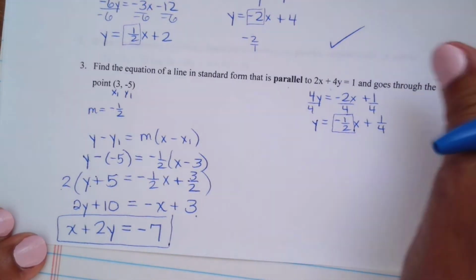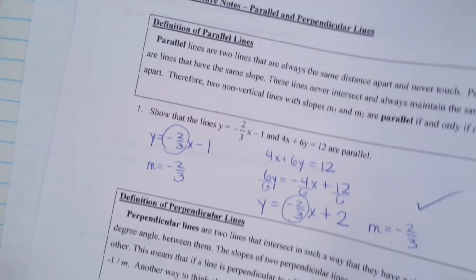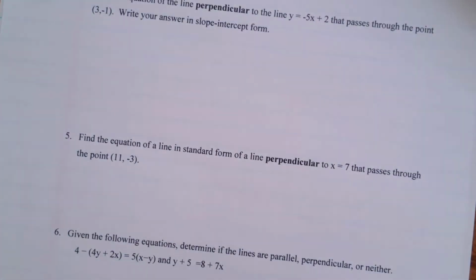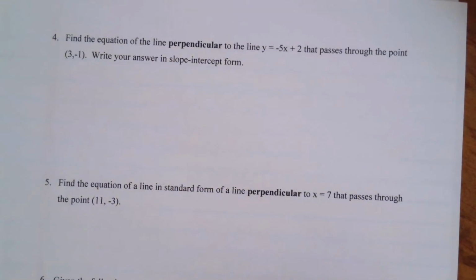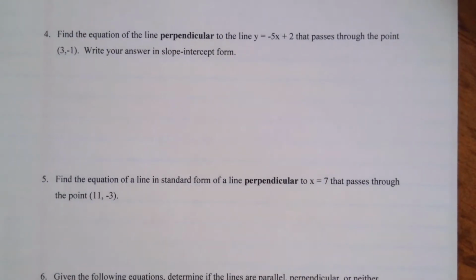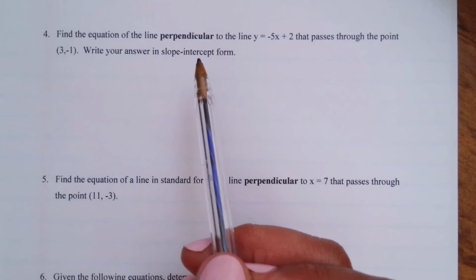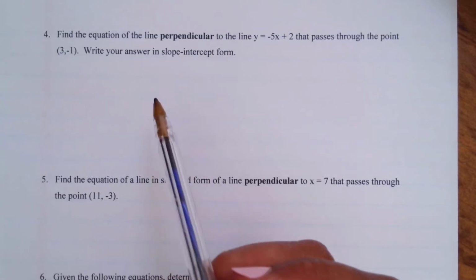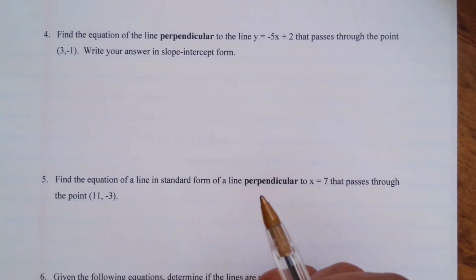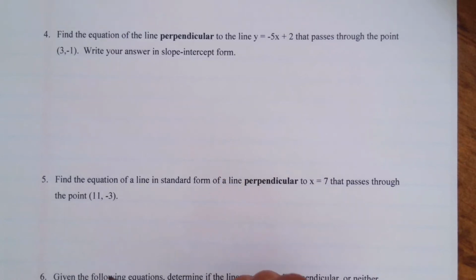Okay. All right, let's look at the next page. See what they're asking us over here for number 4. All right, number 4 says, find the equation of a line that's perpendicular to the line y equals negative 5x plus 2 and passes through the point 3, negative 1. This time it wants us to write our answer in slope-intercept form. So remember, number 3, it asks to write the answer in standard form.